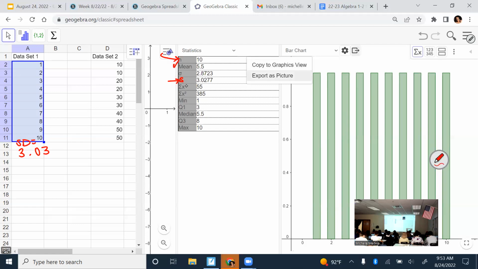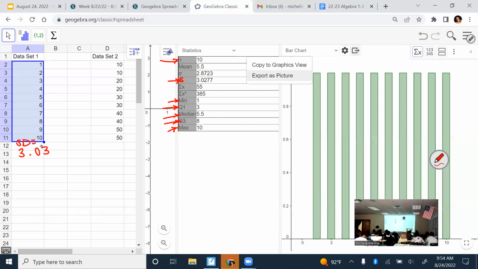Then there's some other stuff that you don't really need, but we do use the minimum, the Q1, the median, the Q3, and the maximum. So that if you want to use for your homework, you can. We don't use it for tests. I'll show you what we will use on tests. And also the N is your number of data points. So that's 10.